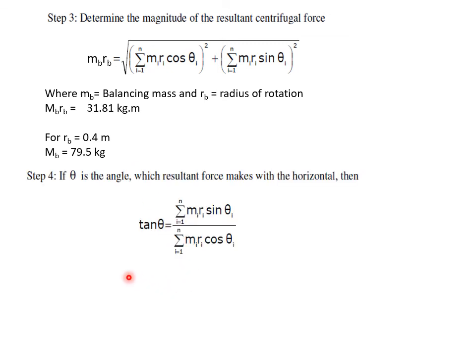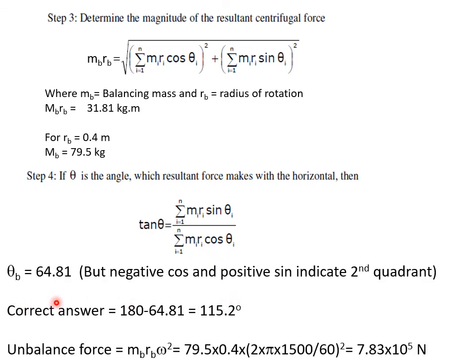Now it is the turn to find the angle. To find the angle, we have the equation tan theta equal to sigma mi ri sin theta i upon sigma mi ri cos theta i. From this we find theta b is equal to 64.81. But as the negative cos and positive sin indicate the second quadrant, the correct answer will be 180 minus 64.81, which is 115.2 degrees. So we have found the balancing mass mb and the angle theta b.